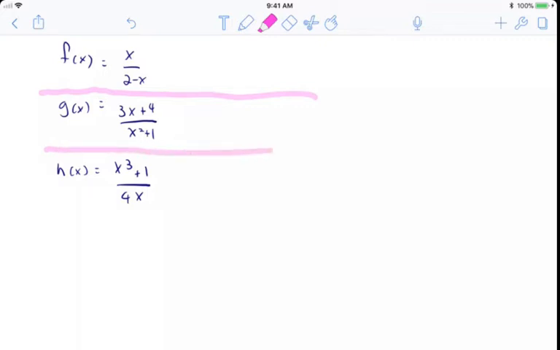So I'm going to introduce to you the way we distinguish between the different rationals. In polynomials, we talk about degrees, right? So this is a degree 1 polynomial, this is a degree 2 polynomial. In rational expressions, we compare the degree of the numerator to the degree of the denominator. So this one, the top one has degree 1, the bottom one has degree 1. So they have the same degree.